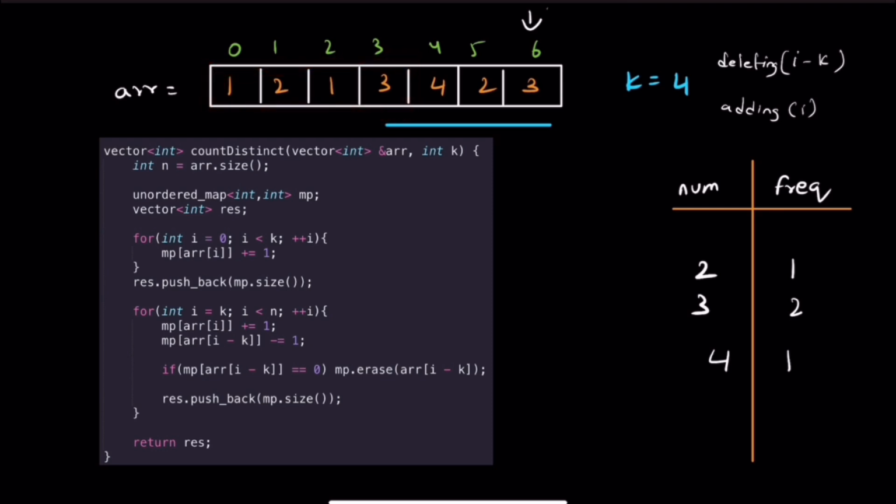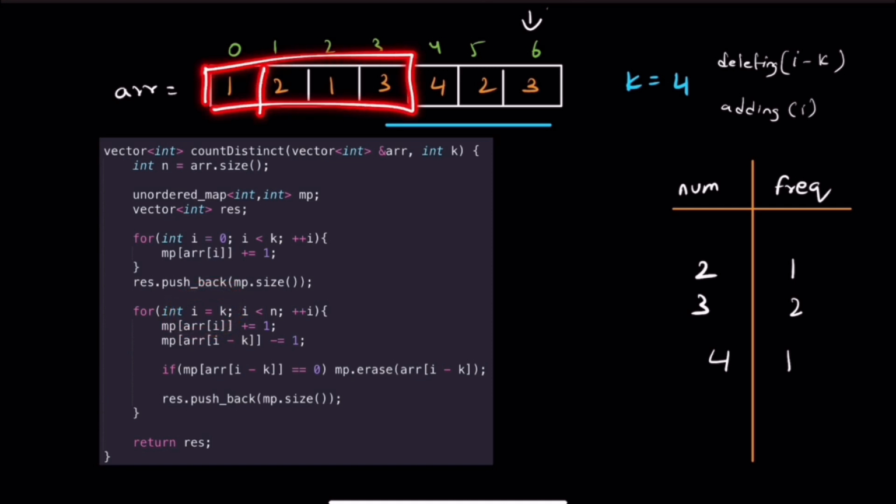In the same way as before, we are running a loop from 0 till k to process the first window, and we are simply adding array of I inside the hash map. After executing this loop, we are simply inserting the map size inside the result. The second window will be starting from position k, so our second loop starts from k till n. Why have we started our ith pointer from k? Because initially we have processed this much window.